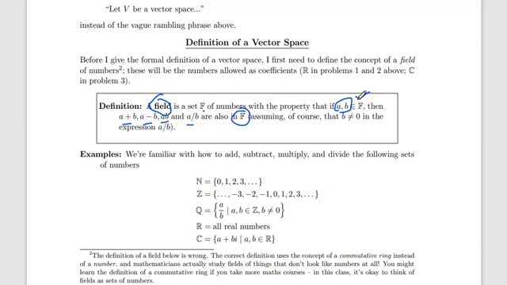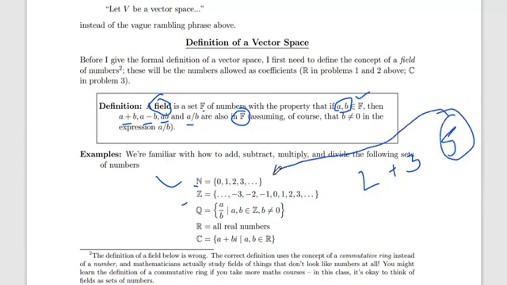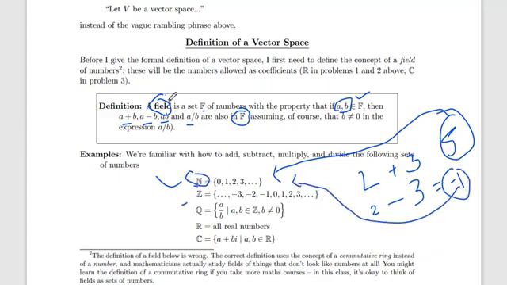Like N, Z, Q, R and C. We have N as 0, 1, 2, 3. Let's say two numbers, 2 and 3. If we add, we get the answer 5, which already belongs to N. If we subtract, then what will we get? Minus 1. Minus 1 does not belong to N. So N is not a field.